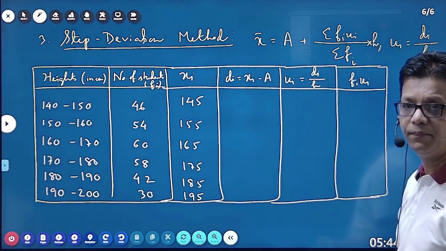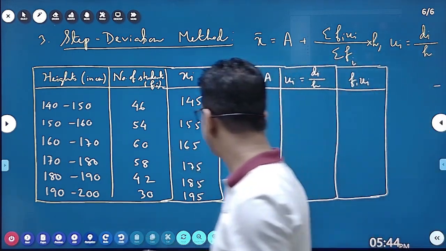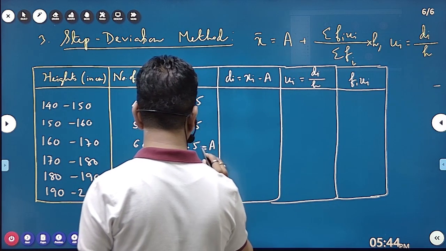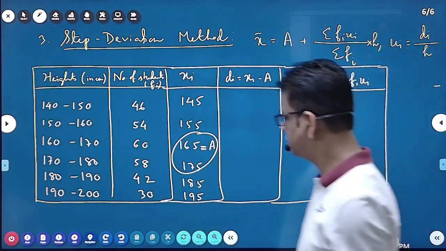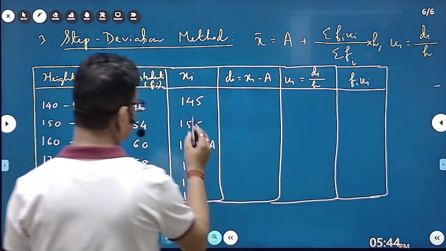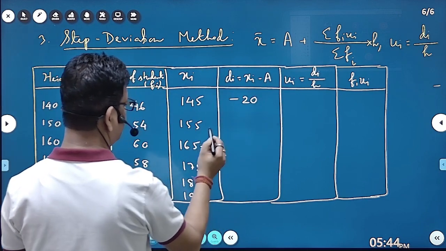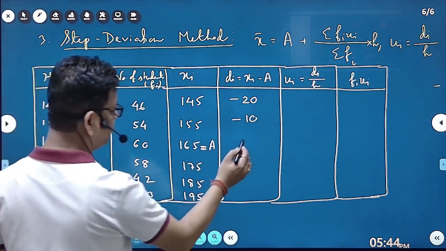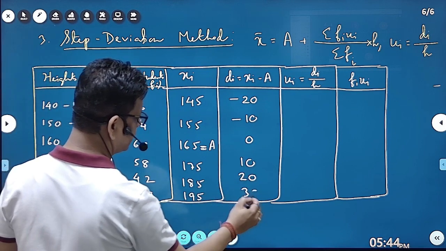Done. Now di. Could you find what A is here? Which one is A? Because these two are coming, so mostly we take the upper one. So this is your A. Whenever there are two coming, we take the upper one mostly. The 175 can also be taken, nothing wrong. Now, di equal to xi minus A. So xi is 145 minus A, 165, so it will be minus 20. Then minus 10, because 155 minus 165. Then 165 it's 0. Then plus 10, plus 20 and plus 30.